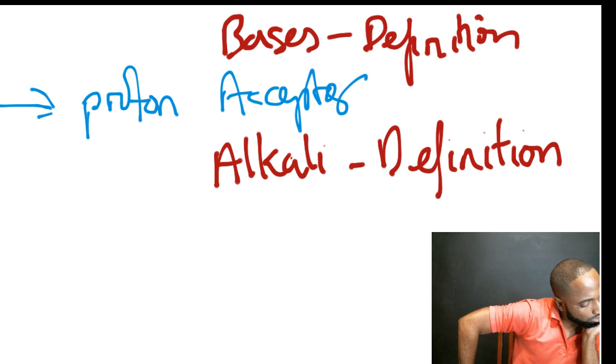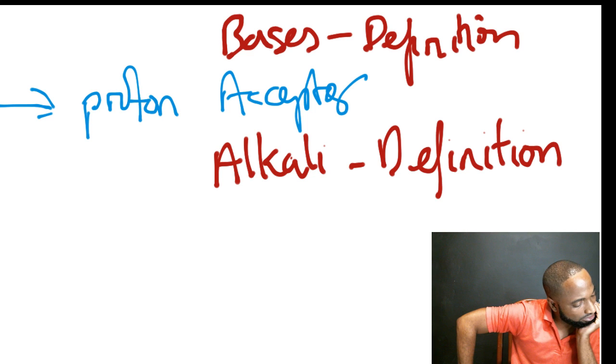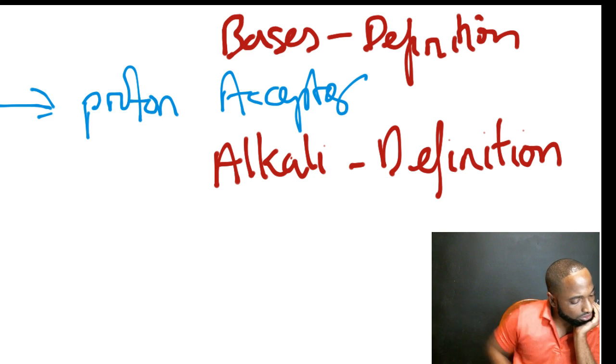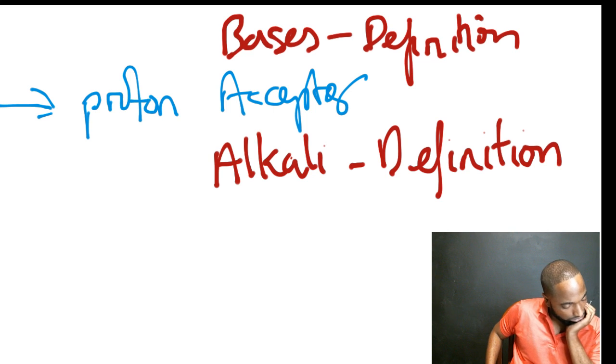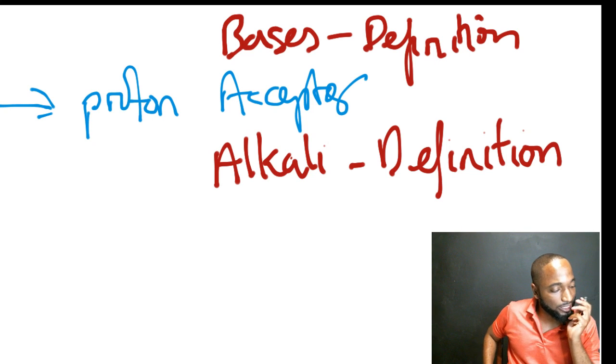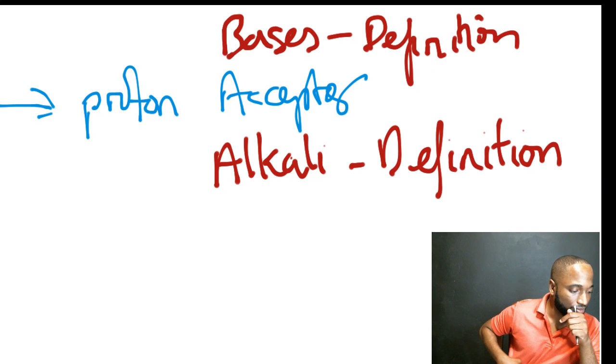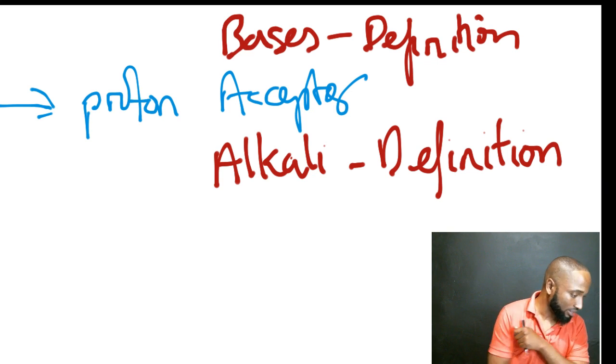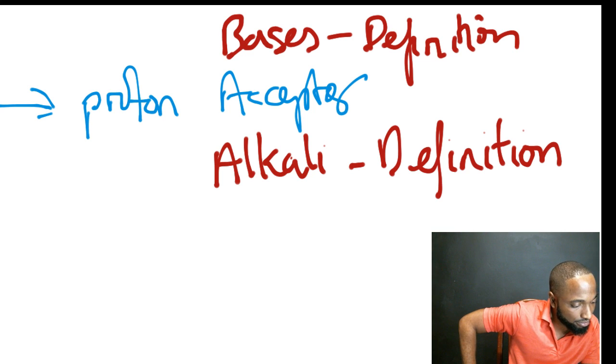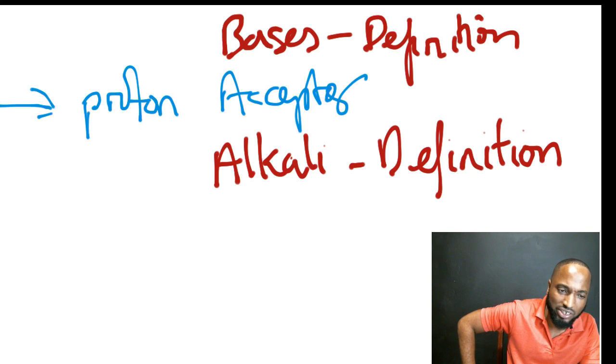A base is like the chemical opposite to an acid. Bases include metal oxides, metal hydroxides, and ammonia, which is not really a metal per se, but is grouped with them. Not ammonium, ammonia.